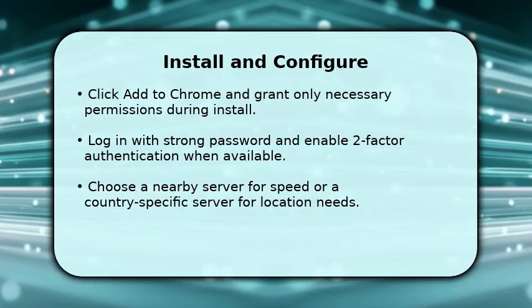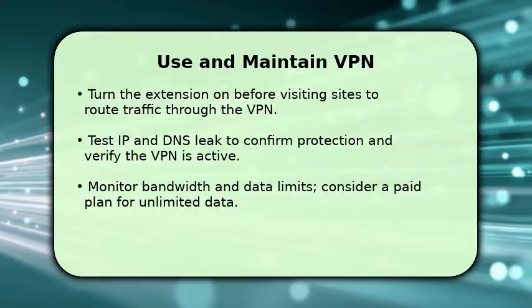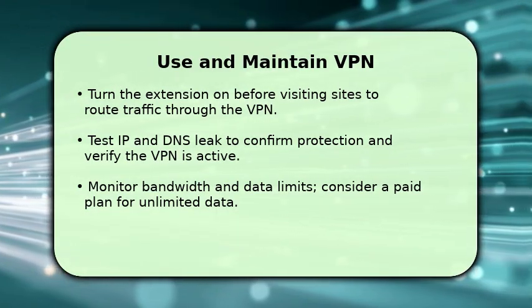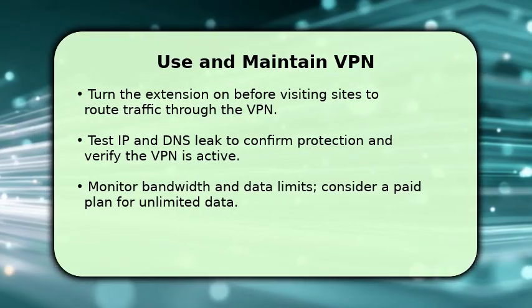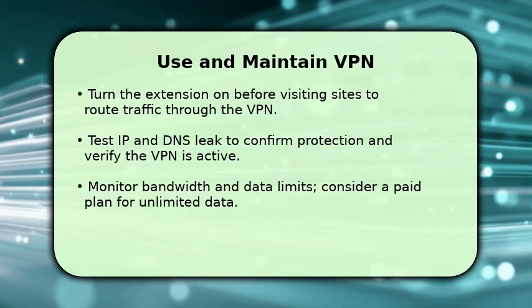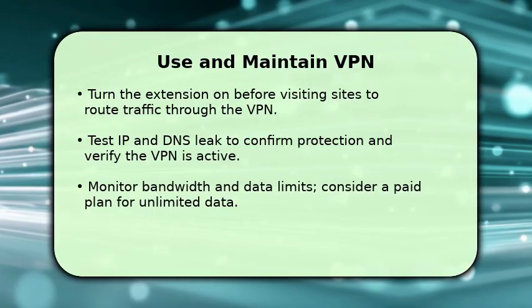Activate the VPN extension before you browse or stream to ensure full protection. Confirm the connection icon turns active and shows a server location or IP address. Perform an IP and DNS leak test to verify your traffic is routed securely through the VPN. Enable a kill switch in settings to block traffic if the VPN disconnects unexpectedly.